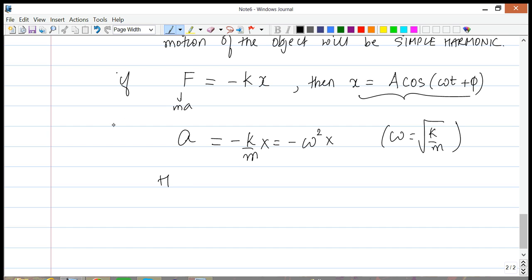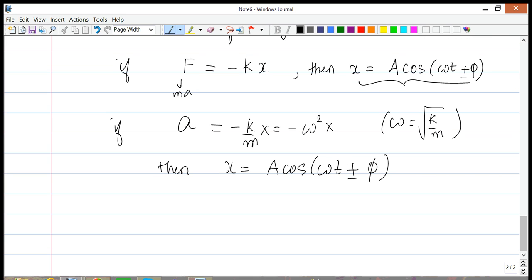Then what we know is that if a is all this, then x is equal to A cosine of omega t plus or minus phi. It all depends on how we set the problem up. Phi could be positive. So what you have is this. These are the things that we're going to show. And like I said, the motion can be defined either by a sine function or a cosine function.